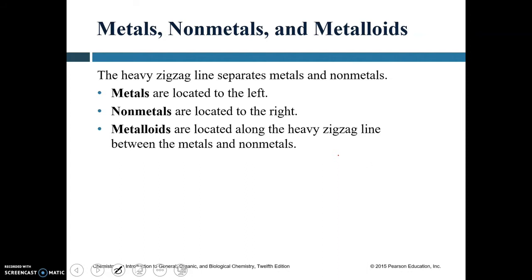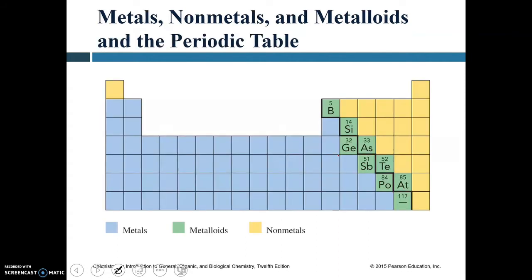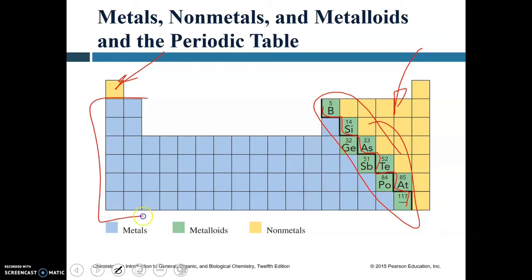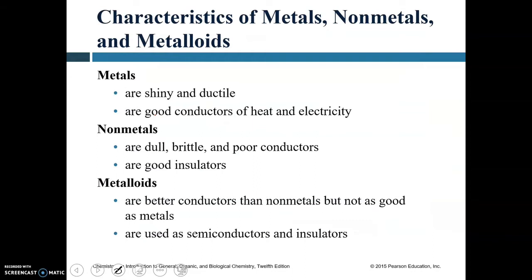All elements can be separated into metals that are extremely to the left, nonmetals that are extremely to the right, and metalloids that are located along the zigzag line between metals and nonmetals. You can see here the zigzag line. So the green elements here will be metalloids. Elements highlighted in yellow are nonmetals, and all elements highlighted in blue belong to metals.